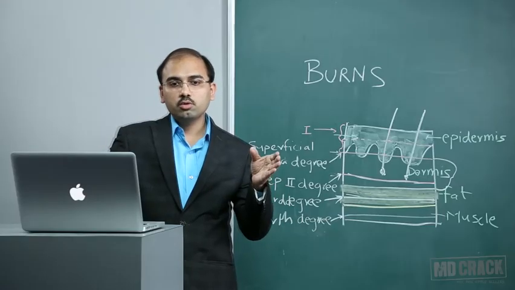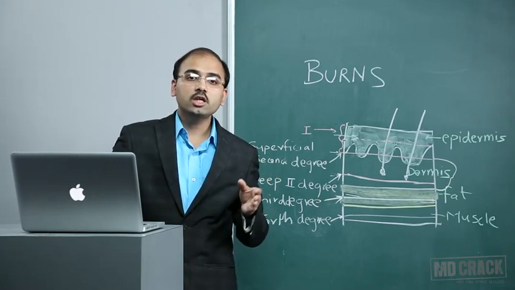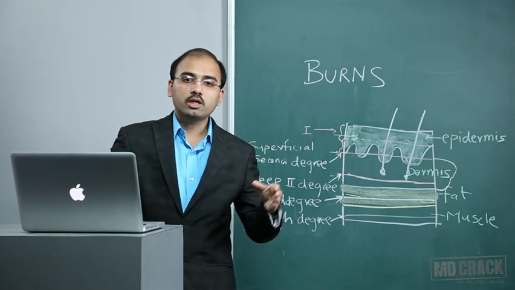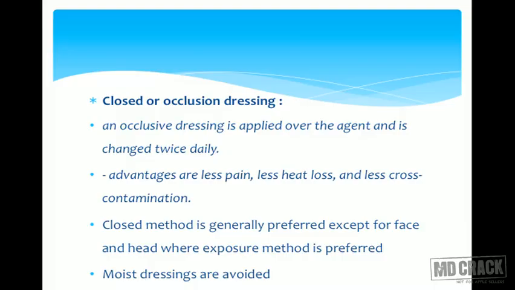So many times you may be asked which of the following dressings is important. But open dressing has a disadvantage in the form of cross-contamination. So generally the open dressings are not advocated. Closed or occlusive dressings are better. An occlusive dressing is applied over the agent and it is changed twice daily. Advantages are less pain, less heat loss and less cross-contamination. Closed method is generally preferred except for the face and head where exposure method is preferred.